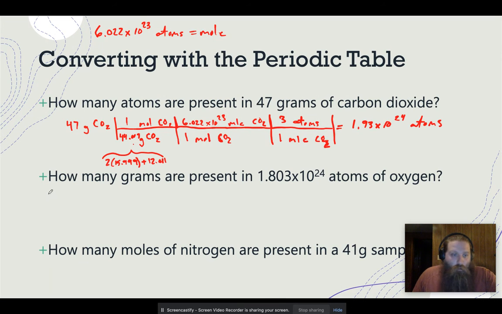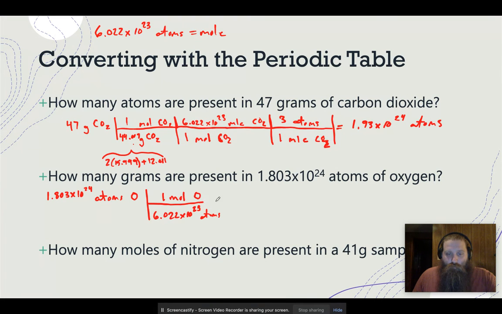All right, well, I've got 1.803 times 10 to the 24th atoms of oxygen. Now, normally, oxygen is a diatomic gas, all right? And so we would expect that to say molecules of oxygen, but since it says atoms, we're going to treat it like atoms of just O. We know we've got to go to moles before we go to grams. We know we've got to use Avogadro's number to get there. So 6.022 times 10 to the 23rd atoms.